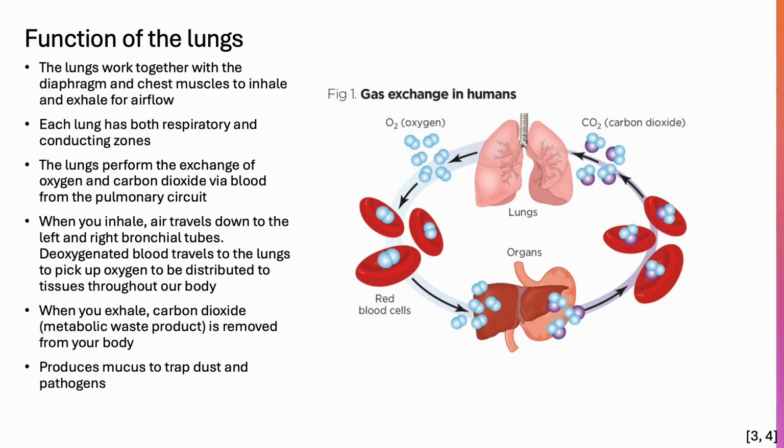When you inhale, air travels down to the left and right bronchial tubes. The oxygenated blood travels to the lungs to pick up oxygen to be distributed to tissues throughout our body. When you exhale, carbon dioxide, which is basically metabolic waste product, is removed from your body. The lungs also produce mucus to trap dust and pathogens.